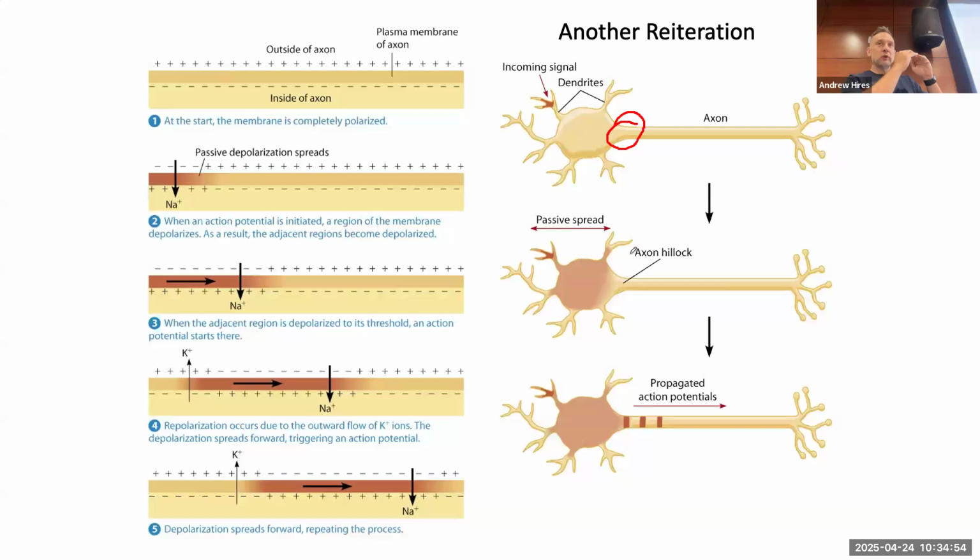So the threshold for initiating the action potential is the lowest there. It's the easiest to cause it to fire. That's why it starts there. And then zoom, they zip down this way.